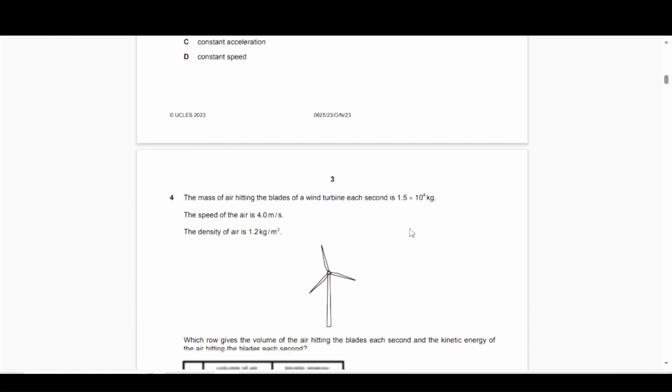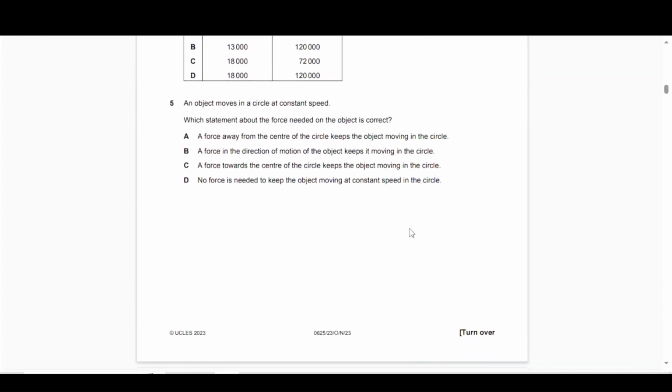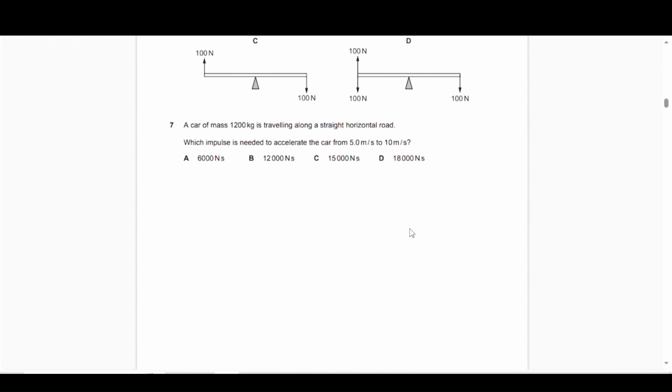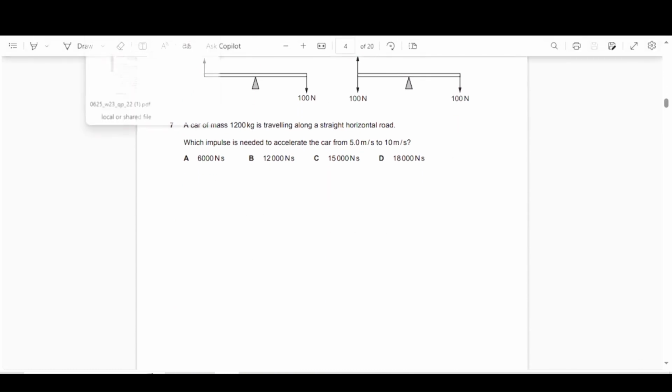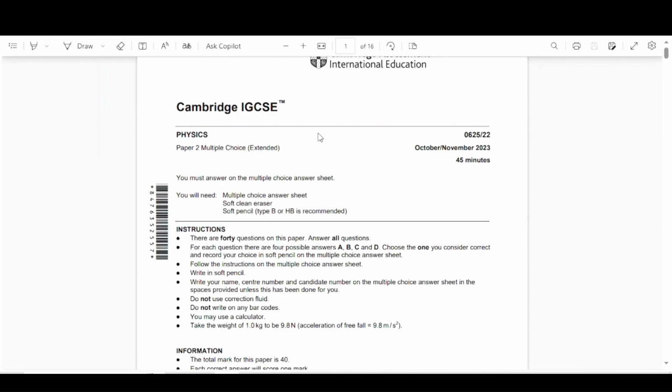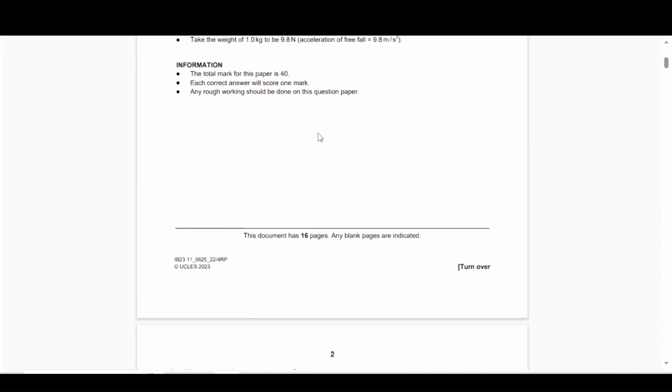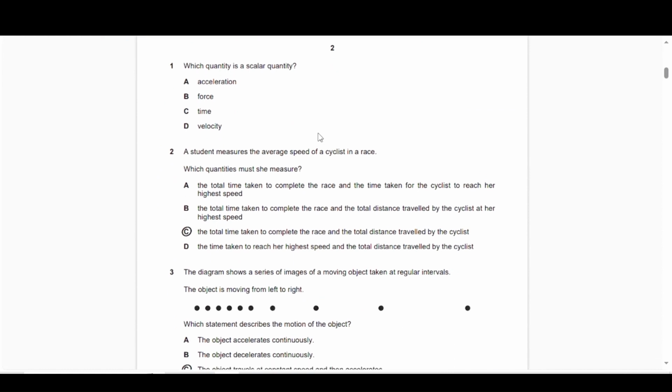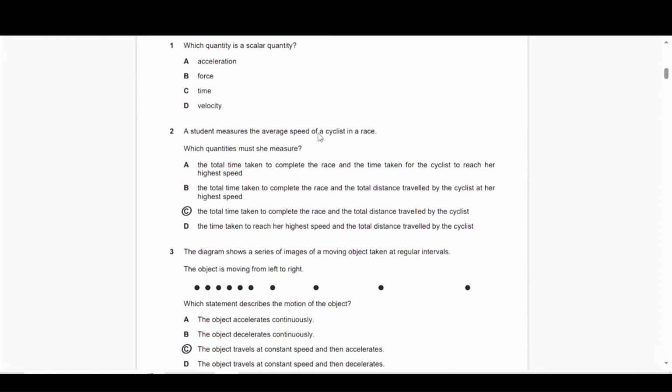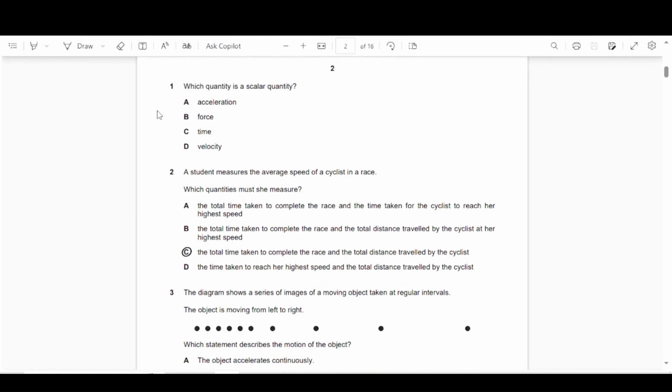So let me see if there's any more questions pertaining to this topic. Okay, I think not. So if you move to the next paper, this is again October November 2023, but we're looking at the 22 variant. The first question talks about scalar quantities and vectors, which I suppose we can answer because we looked at it a little bit. We do know that acceleration, velocity, and force are all vectors, because they all act in a direction.